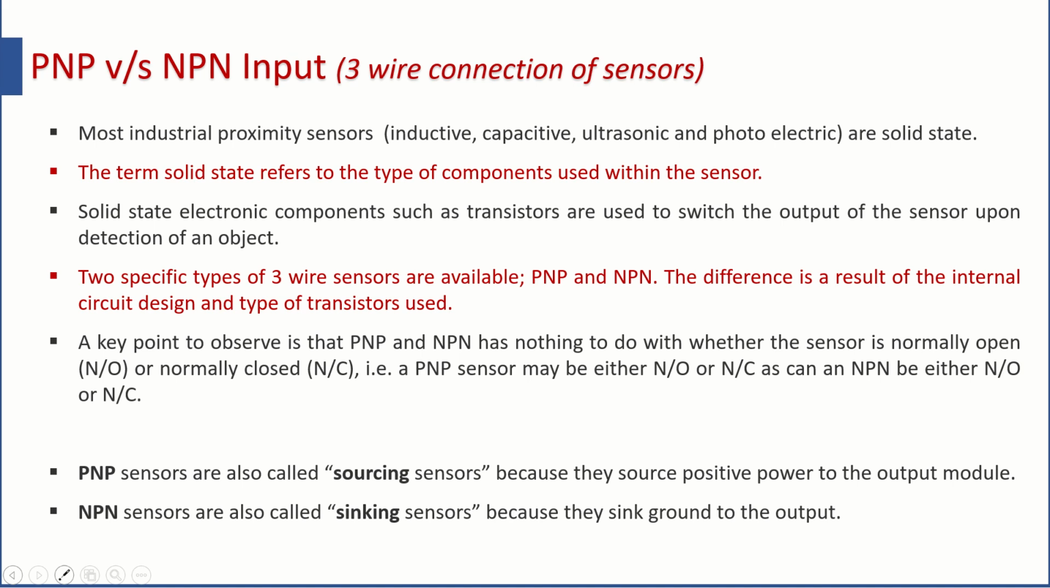Okay, now two specific types of sensors are available, therefore PNP and NPN. ऐसा क्यों? ट्रांजिस्टर PNP हो सकता है या NPN हो सकता है. So accordingly the output of the sensor is PNP or NPN type. Now the difference is a result of the internal circuit design and type of transistor used. Now you see, a key point to observe is that PNP or NPN has nothing to do with whether the sensor is normally open or normally closed type. ये बहुत इंपॉर्टेंट कंसेप्ट है, ध्यान में रखिए बच्चों.